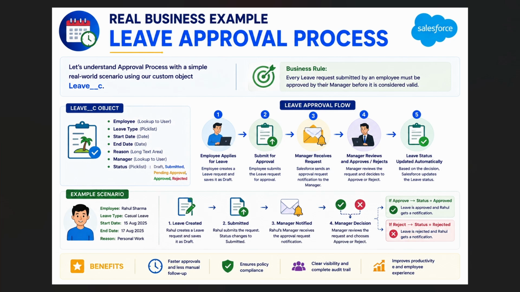Now Rahul submits the leave request for approval. Salesforce sends the request to Rahul's manager. The manager reviews the request. If the manager approves, the status will become approved. If the manager rejects, then the status will become rejected. So this is the approval process we are going to build.